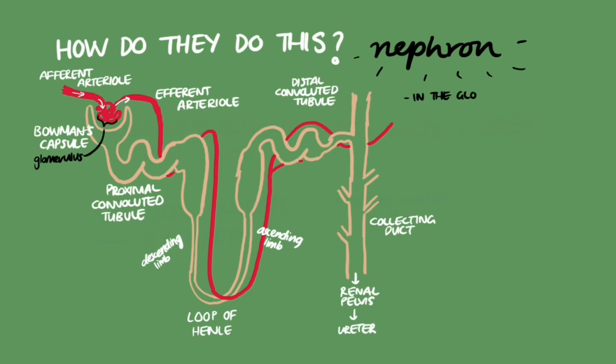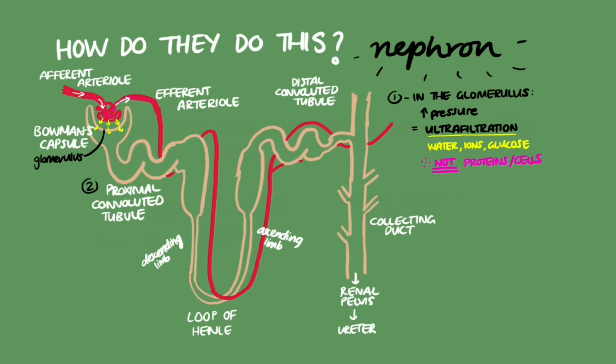So what's the first step in forming your urine? In the glomerulus, you've got high pressures which cause ultrafiltration. So if you can see those little yellow arrows that are about to appear on screen, that's showing the movement, the ultrafiltration of small molecules like glucose, water, salt, and ions, and urea from the blood and into the actual structure of the nephron. It's important to note that no proteins and no cells are going to be filtered through.